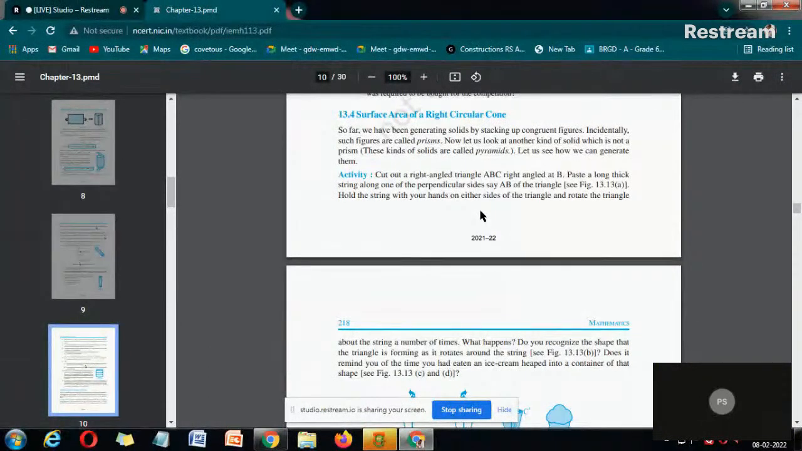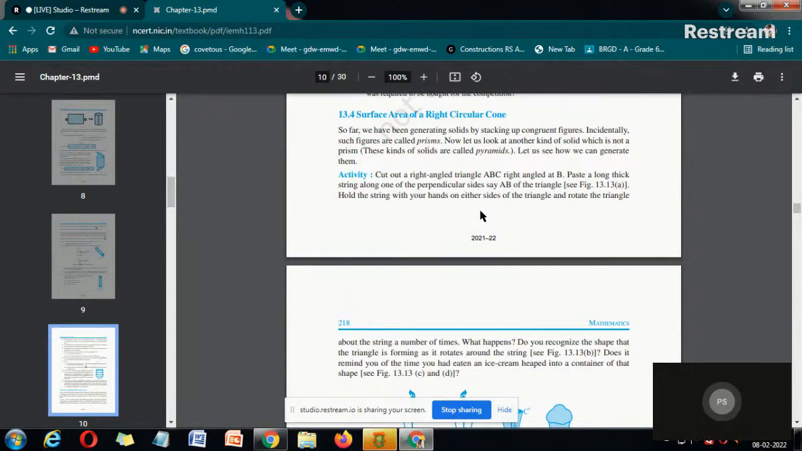Okay, so let's start reading and understand. So far, we have been generating solids by stacking up congruent figures. Incidentally, such figures are called prisms. Now, let us look at another kind of solid which is not a prism. These kinds of solids are called pyramids. Let us see how we can generate them.